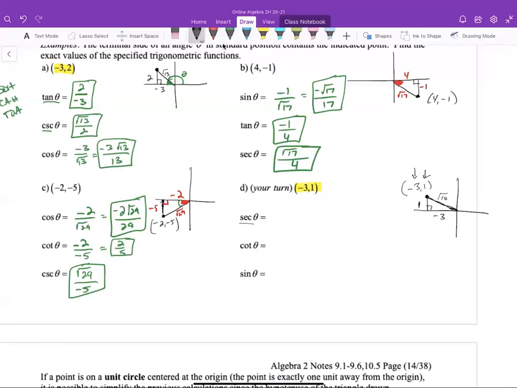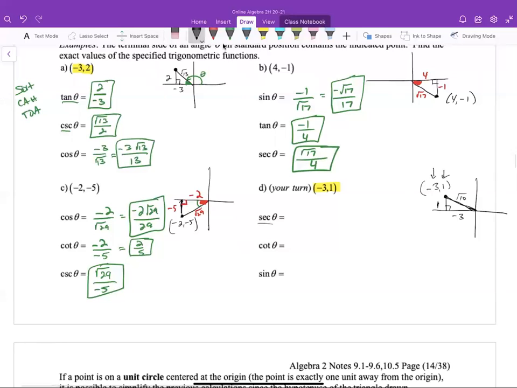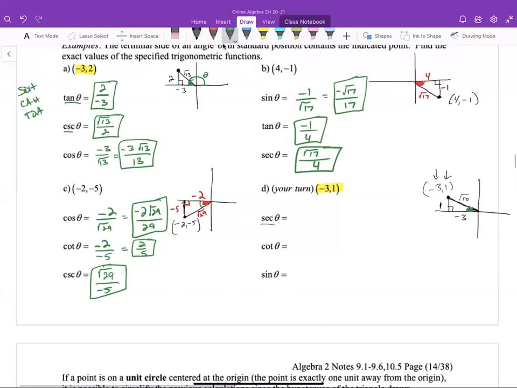Then I will use my trig functions, and I will focus on my internal reference angle with the origin. And I will say, okay, secant is related to cosine. Cosine is adjacent over hypotenuse. Secant is hypotenuse over adjacent. So I have square root of 10 over the adjacent of my reference angle, which is -3. And there is our answer.